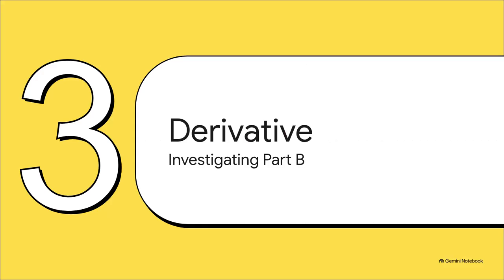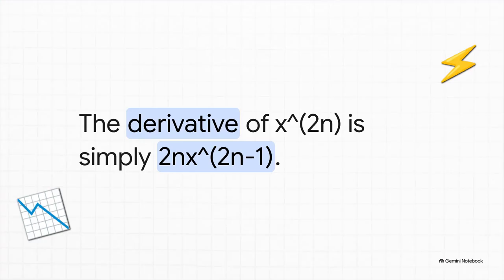Our mathematical suspect is perfectly well-behaved everywhere on the number line. All right, section 3, differentiating term by term. This is our investigation for part B. So what actually happens to our infinite sum when we apply a little calculus? Well, we differentiate term by term using the good old standard power rule.